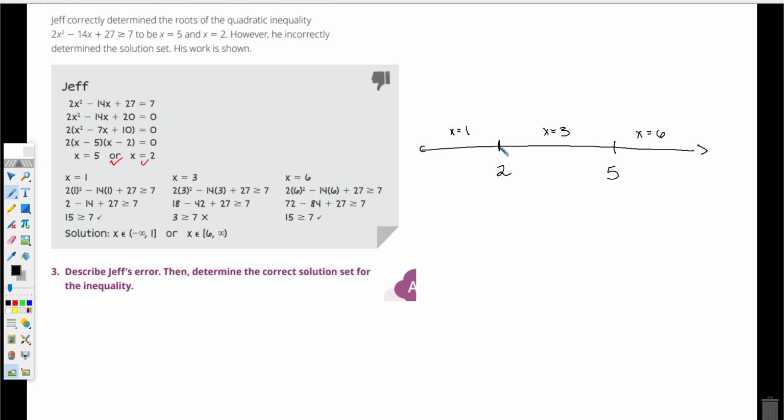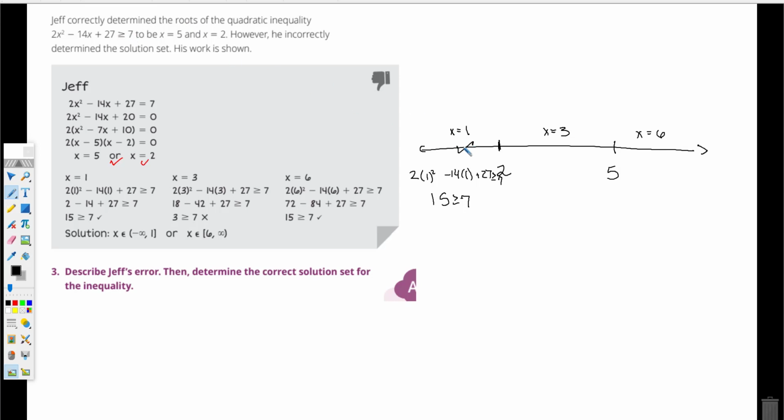It's smaller than 2, or between 2 and 5, or between 5 and positive infinity. You just had to choose a number. And so he chose a number, and he plugged it in. So 2 times 1 squared minus 14 times 1 plus 27 was wanting to know if it was greater than or equal to 7, in which he did the right and found out that 15 is greater than or equal to 7. So he said this section worked.